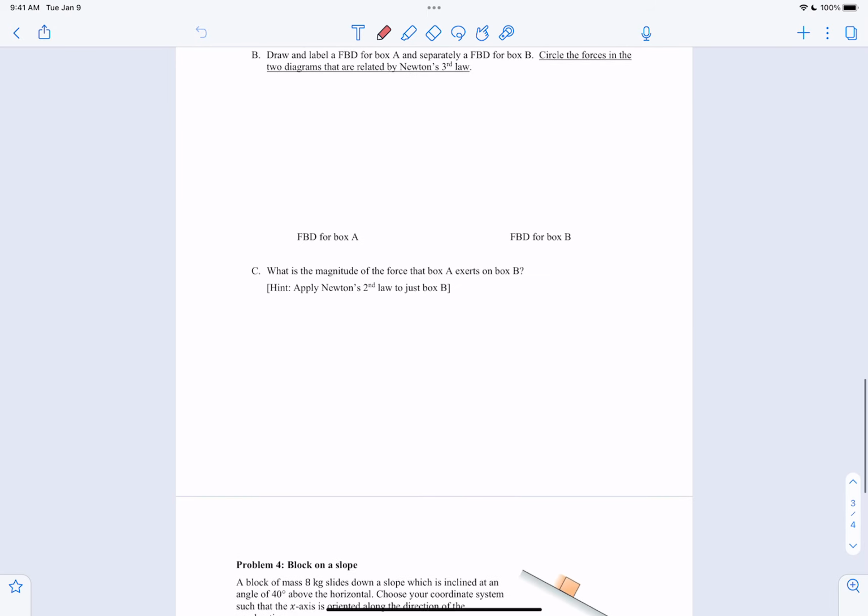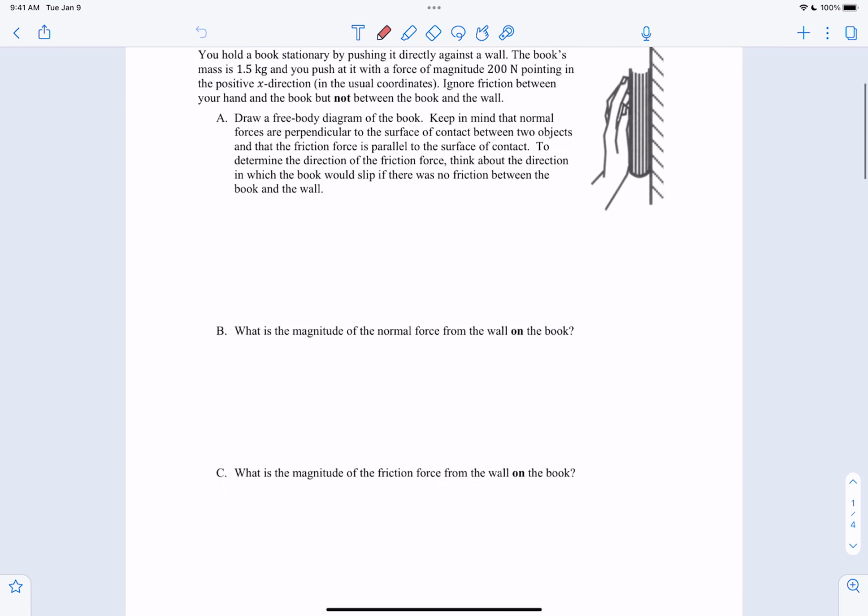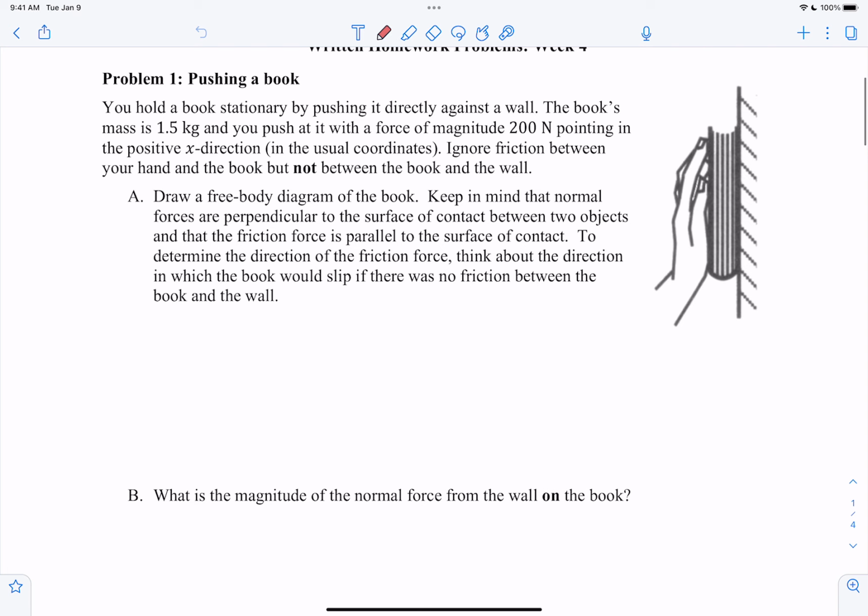I can see the last couple of problems, after we finish with problem 1, I think it's going to be relatively smooth sailing, hopefully. So let's go ahead and get started here.